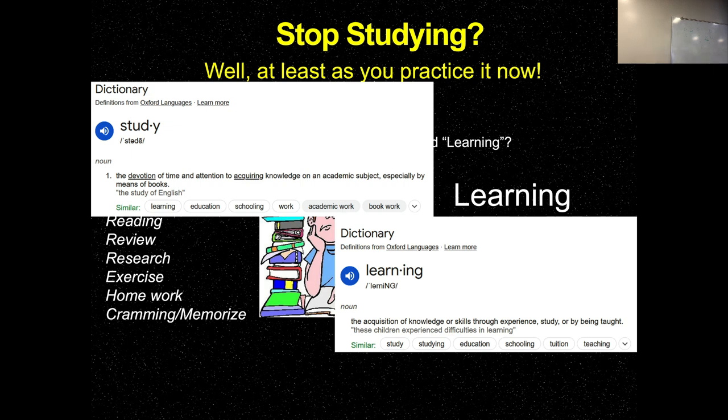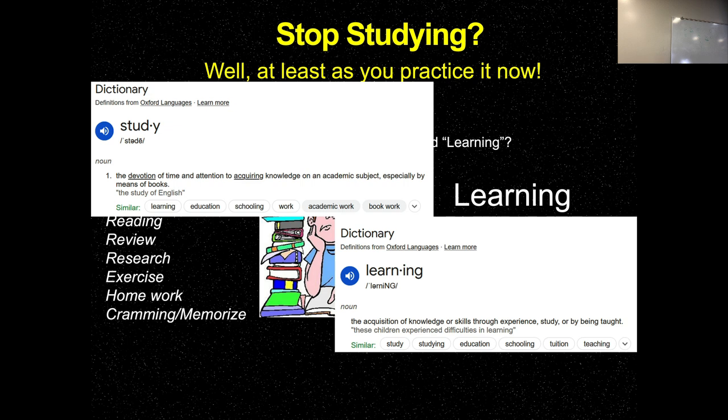So, what would you say about these two words? Are they independent of each other? No, but are they identical? No, they're not identical. They're not identical. But they actually have overlap. It's hard to learn without studying, but you can study without learning. And many of us do, myself included.